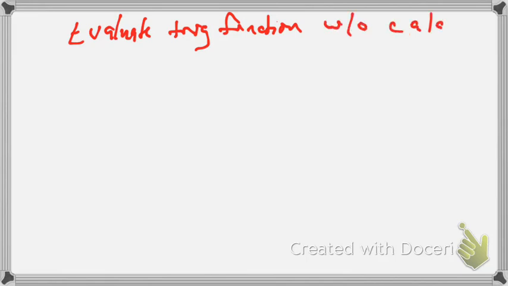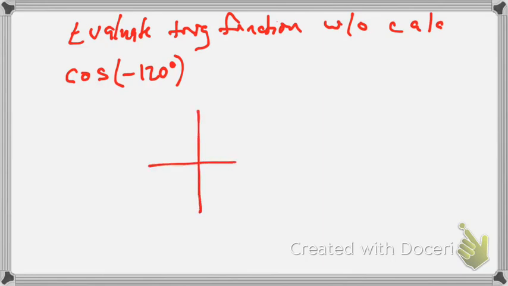So it wants us to evaluate the trig function without a calculator. It says cosine of -120 degrees. Now the easiest thing for me to do with this is I like to look at this as what's the real angle, because I don't like -120. But if I look at where -120 is, I can think logically through this and say, okay, if this is 90 down here, then -120 is going to be somewhere down here, right? So -120 is going to look something like that.